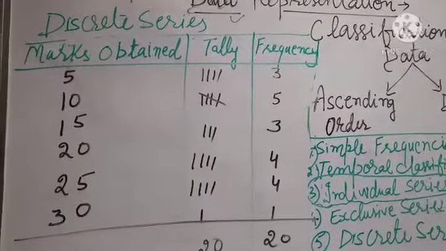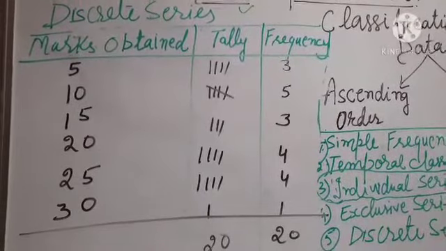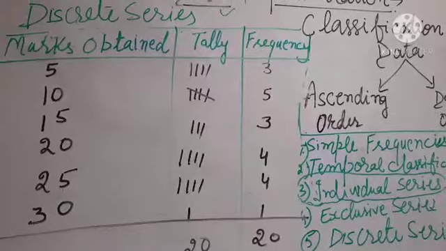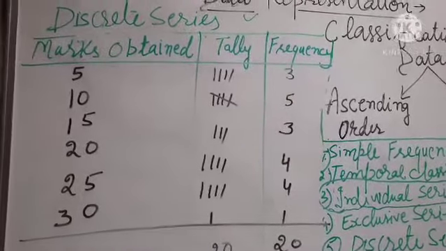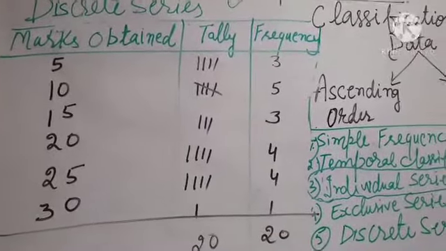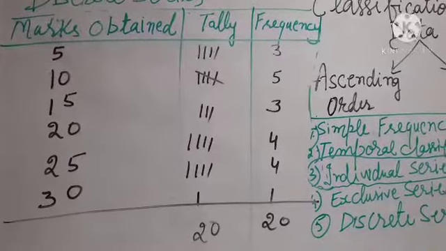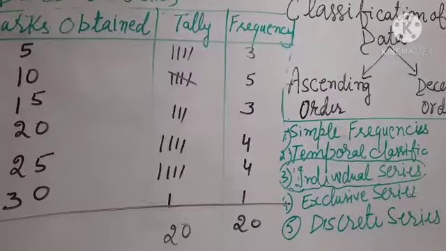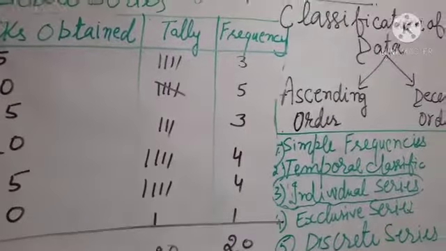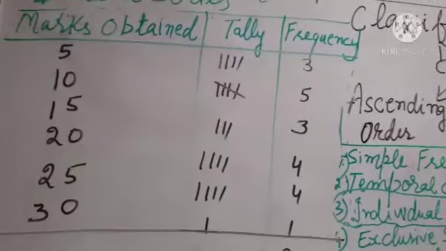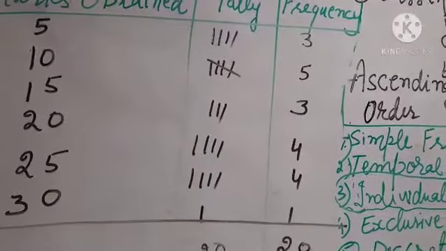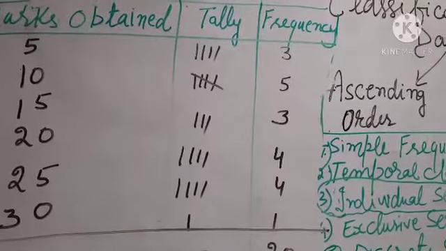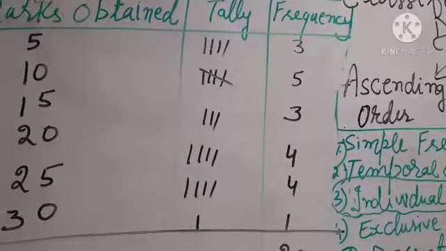Discrete series. In this we will take the first column marks obtained, the second tally and the third one is frequency. 5 marks, 10 marks, 15 marks, 20 marks, 25 marks and 30 marks. Then we have to make the tally. You know in your previous classes I mark here 1, 2, 3, 4 small lines.